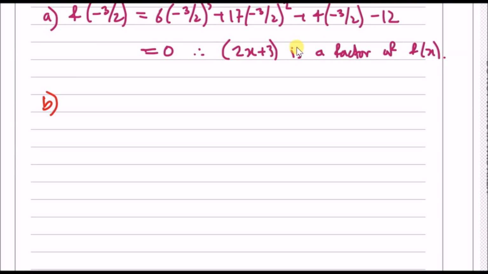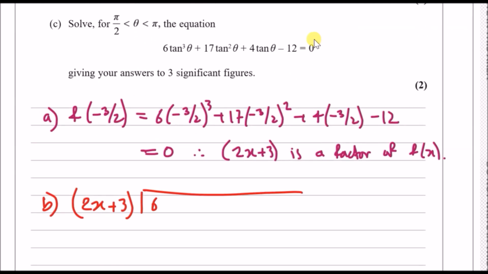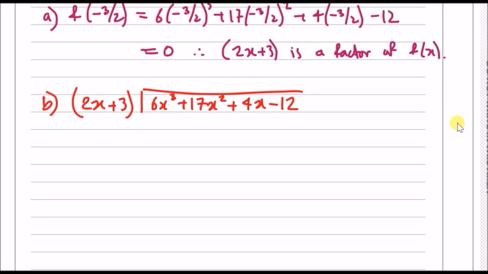So we've got part B, and we're now going to do 2x plus 3, and we're going to do a long division on, let's copy out the top equation, 6x cubed plus 17x squared plus 4x minus 12. Okay, so we're going to do this step by step here so we can understand every single part. Now, the way long division works, guys, is just like normal division: you look at the very first term and you ask yourself, how many times does 2x go into 6x cubed?